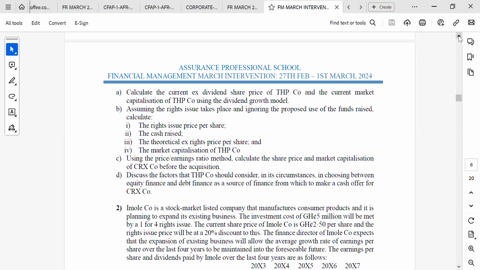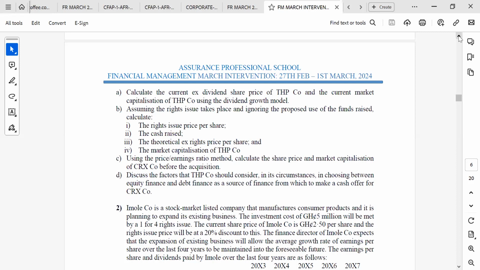Required. A: Calculate the current ex-dividend share price of THP company and the current market capitalization of THP company using the dividend growth model. B: Assuming the rights issue takes place and ignoring the proposed use of the funds raised, calculate the rights issue price per share, the cash raised, the theoretical ex-rights price per share, and the market capitalization of THP company.